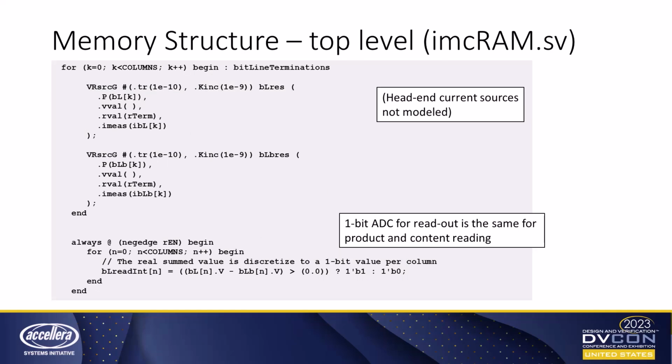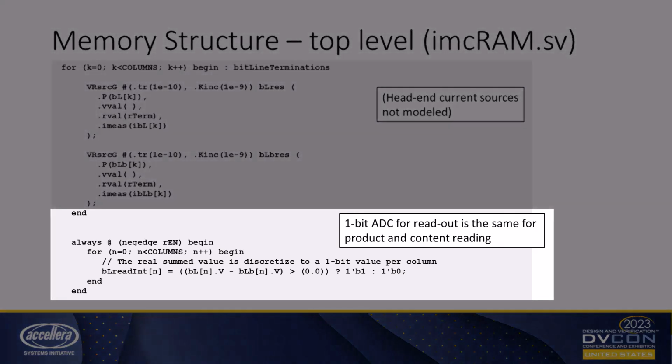So in that same generate loop, we can put our resistive terminations, which is just going to be a VR source G element, which is a grounded voltage and resistance ENet element. And we're not going to set a voltage on it. We're just going to use it as a resistor. We are going to measure the currents there just for testing purposes, and those will be assigned to a pair of arrays, IBL and IBL bar. In this case, we did not model the current sources at the tops of the bit lines. That is definitely a planned enhancement for future versions of this model. For now, we're just going to live with negative voltages on the bit lines.